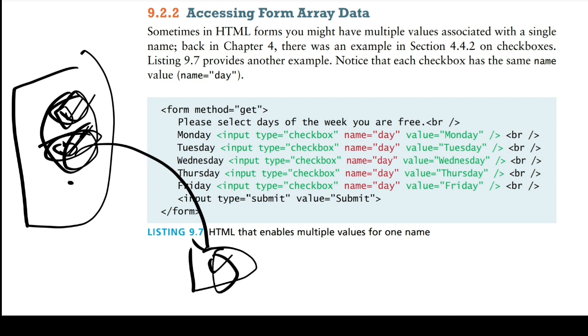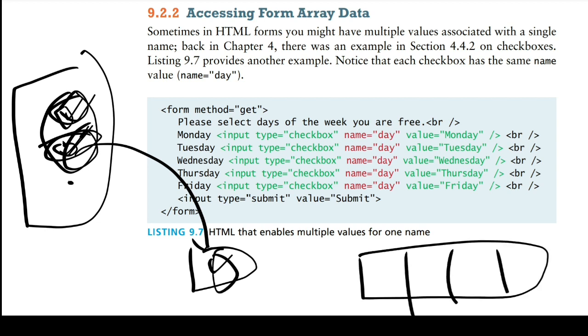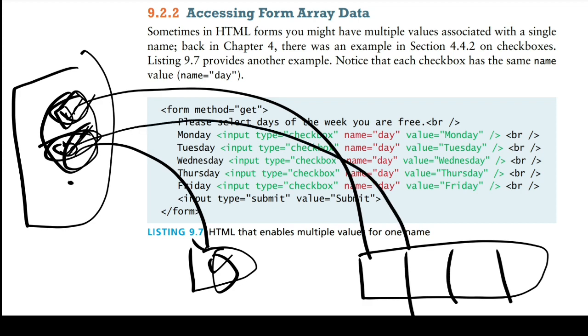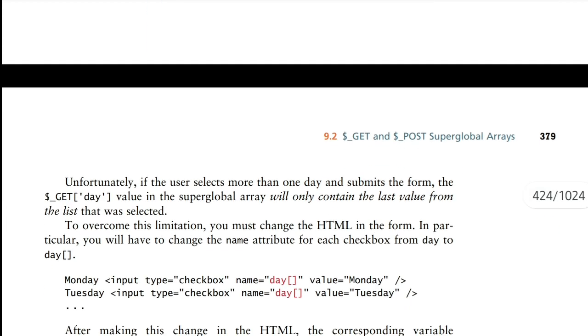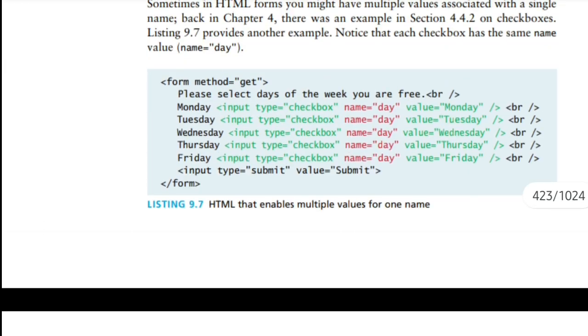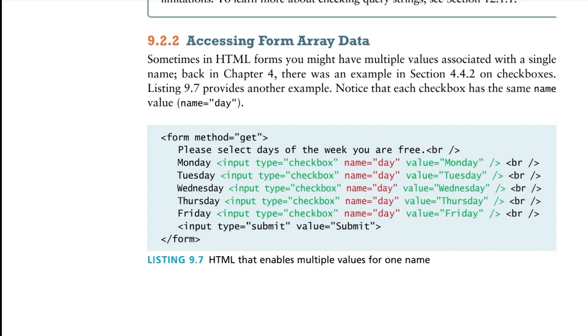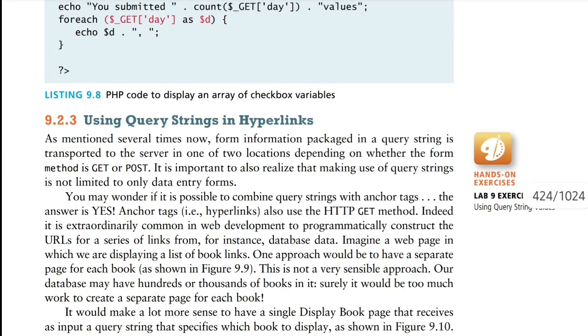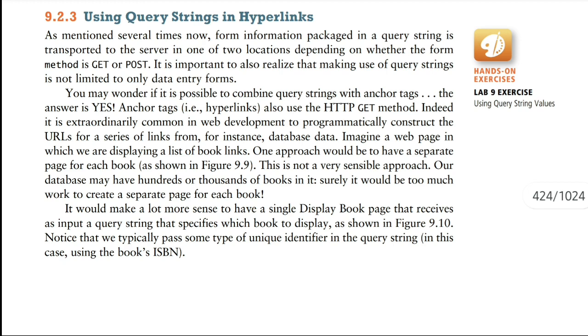But you want to store all these elements in an array, so the first will be stored here, the second selected will be stored here, and so on. That's why you'll be using accessing form array data in a different form. Instead of just day, you'll be using day array. Here is just the day, but you will be using day array to store all the options which you have selected. And using query strings in hyperlinks.